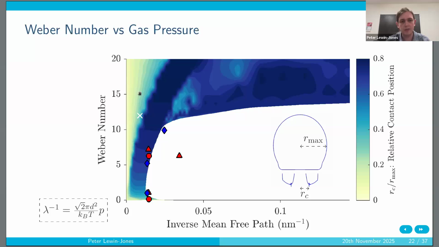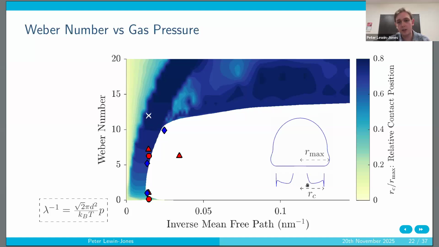So in this region, this is at very low pressure and at high Weber numbers, so highly violent impacts at low pressures. Contact happens very quickly, where the drops are barely spread, and we see contact happen quite near the axis of the drop. If I increase the pressure a little bit more and go into this region, now we see that contact happens right at the edge of the film. So the drops have spread more, and it's right at this edge at which contact occurs.